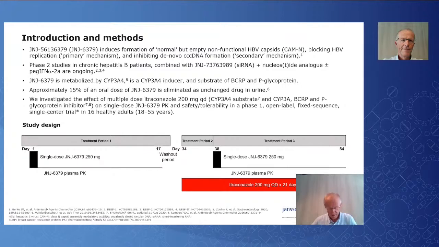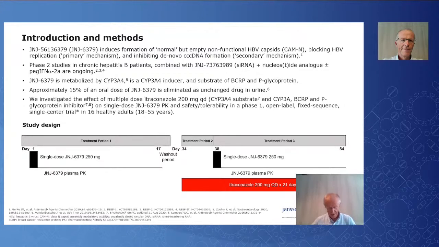6379 is mainly metabolized by cytochrome CYP3A4, is a CYP3A4 inducer and a substrate of breast cancer resistance protein, as well as P-glycoprotein. 15% of an oral dose of 6379 is eliminated as unchanged drug in urine. Therefore, there is potential for drug-drug interaction when J&J 6379 is co-administered with a CYP3A4 inhibitor.